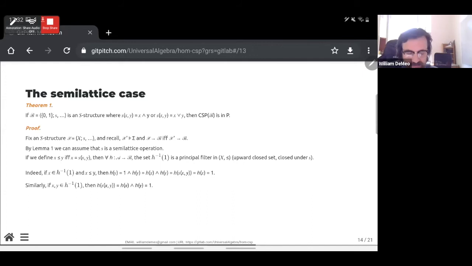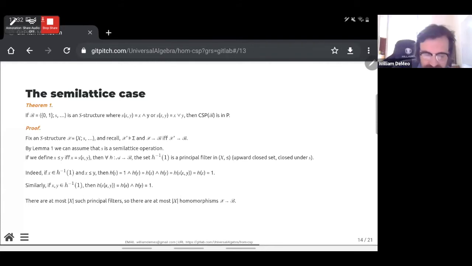So we can see that by saying that if X is in the inverse image of one under H and X is less than Y, then H of Y is one, you can see from these equations. Right. So what we show is that each homomorphism corresponds to one of these principal filters. And of course, you have at most the number of elements in X many principal filters. So there are at most that many homomorphisms from X to B.